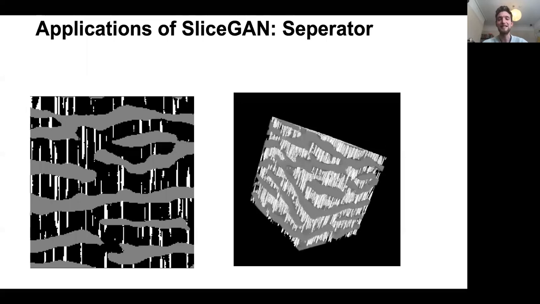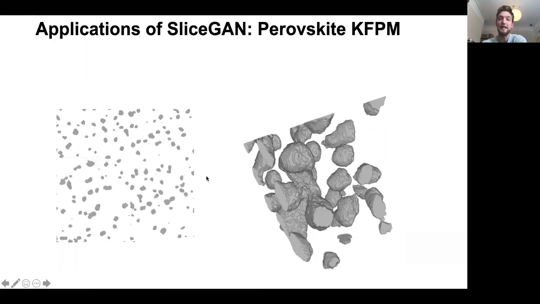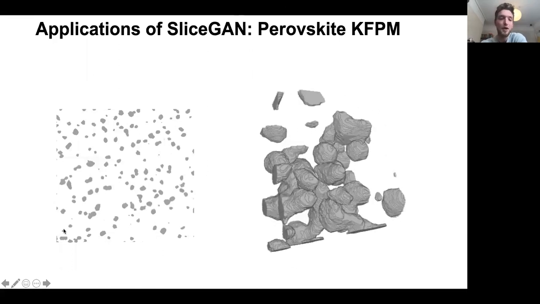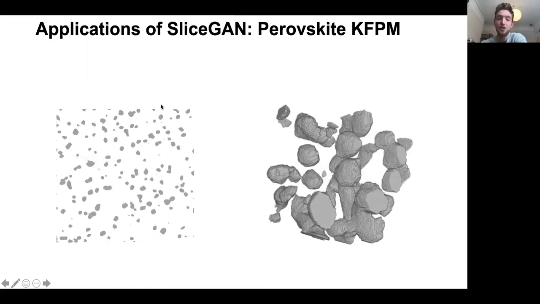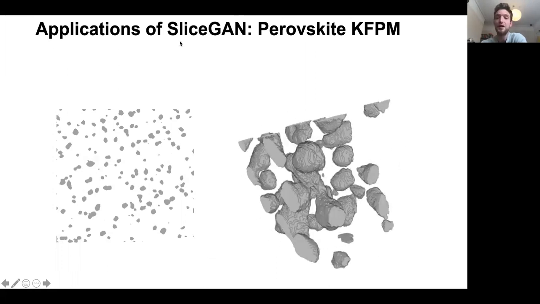So this is an example of one of our 2D reconstructions. I've also done a Perovskite KPFM, where this is actually the full training image. So you don't need much data at all necessarily, especially when you have simple shapes or a simple geometry.